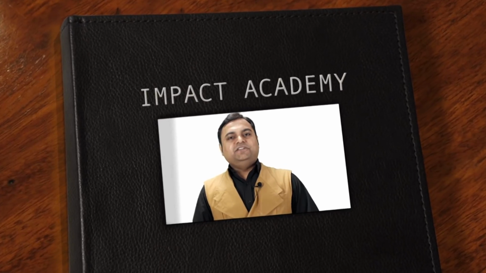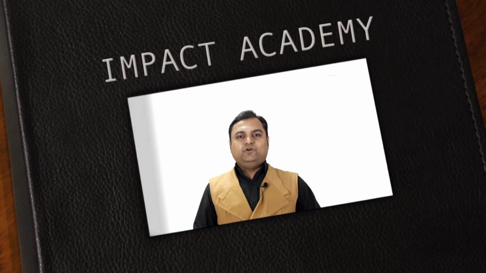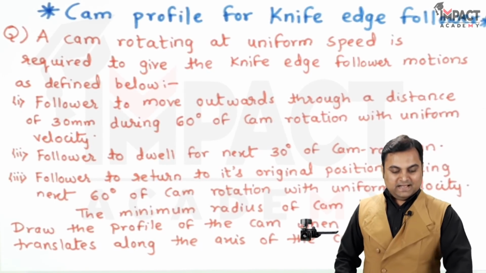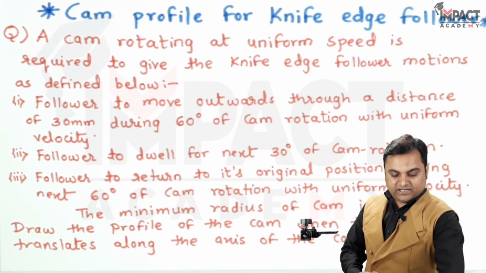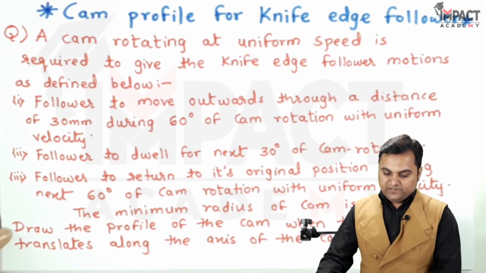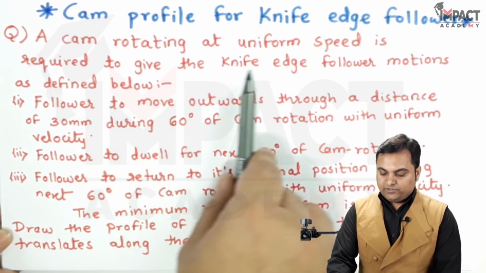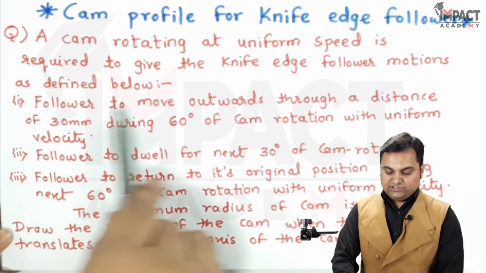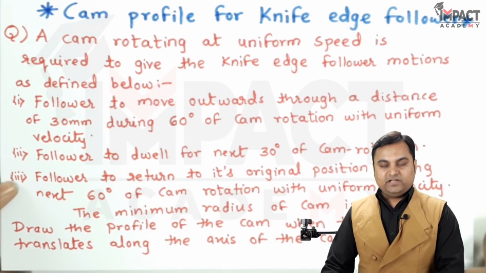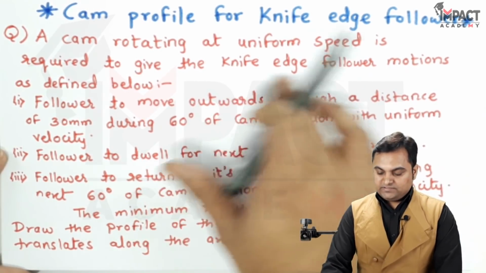Hi friends, here in this video we are going to see how to draw a cam profile for a knife edge follower, and for that here is the question. I'll read the question and write the data along with it. A cam rotating at uniform speed is required to give the knife edge follower motions as defined below. So the first thing highlighted here is the type of follower.